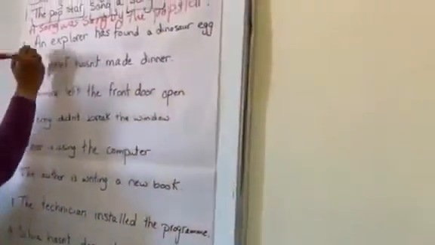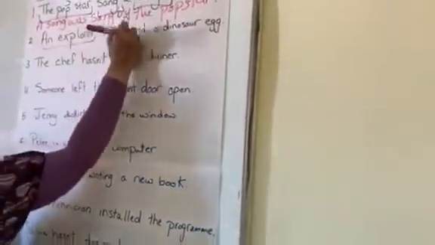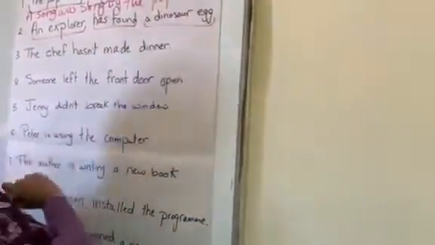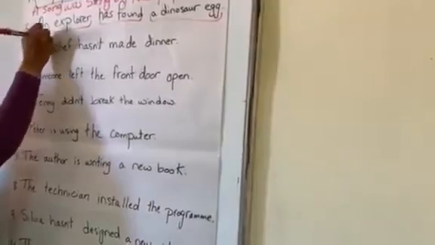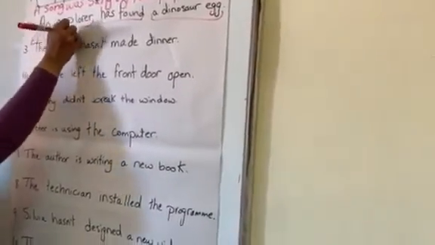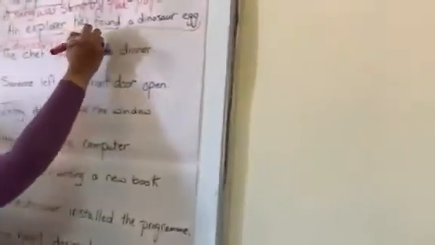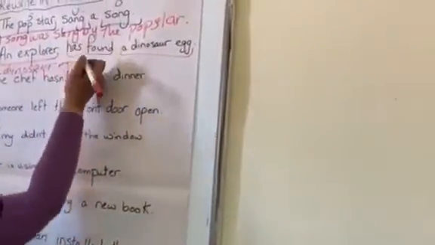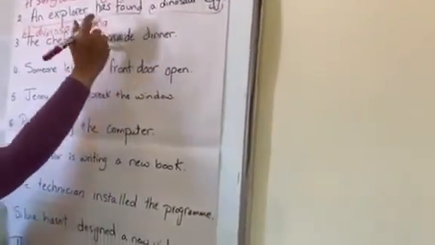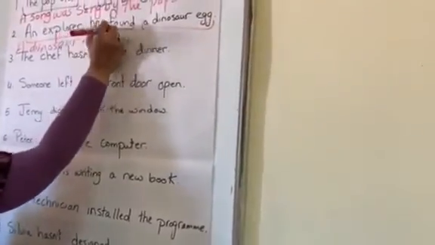Now number 2, an explorer has found a dinosaur egg. Start with the object. A dinosaur egg, and then verb to be in the present perfect.